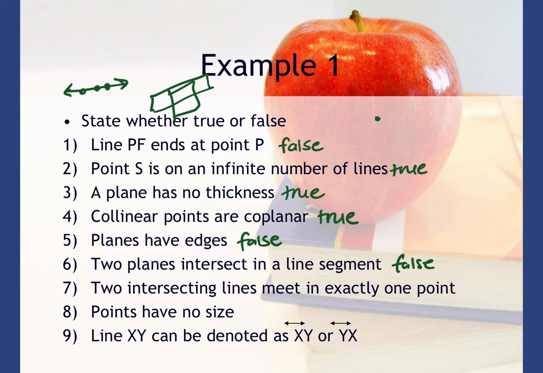7, 2 intersecting lines meet at exactly 1 point. True. Any 2 lines you draw that would meet, they would be 1 point. 8, points have no size. True. No size, no thickness, no dimension. And 9, line XY can be noted as XY or YX. True. The order of a line name does not matter. Rays would matter, lines would not.